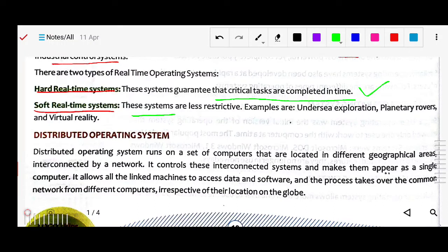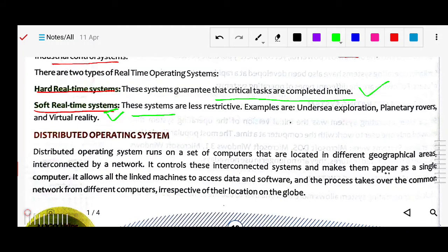This type of category comes under the soft real time system, and where there is no chance of delay, that comes under the hard real time system. There may be a small delay, but priority wise, it will get the first priority in the hard real time system.